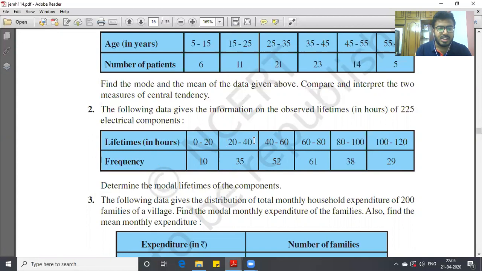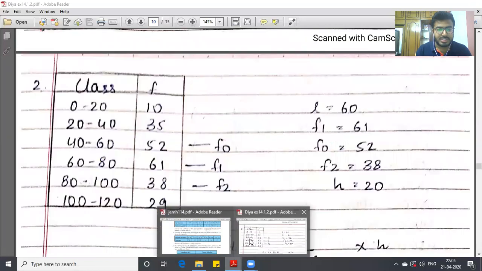So you're writing this lifetime and frequency. Now what you have to find is the modal lifetime of these components. So you have to find only the mode. There is no mention of mean, only mode you need to find out. So we'll look into the answer.